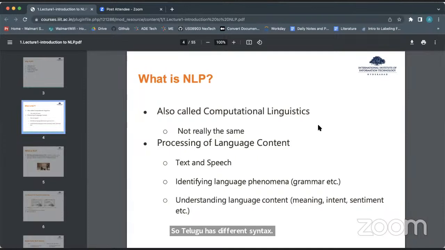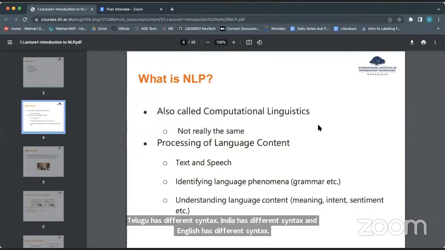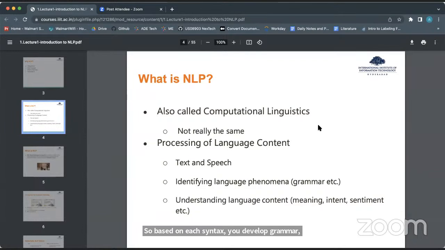So based on each syntax, you develop grammar, grammatical rules. As to say, I cannot say I cat have a, right? I have to say I have a cat. So that is grammatical rules. That is grammar. Both the syntax and grammar are almost interrelated, so they both exist together. So we have syntax, grammar, and morphology.